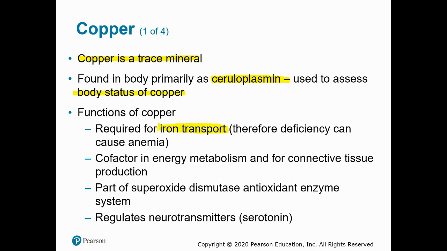Functions of copper, so iron transportation, and again, I roughly mentioned this before. If we have a deficiency of copper, we can actually have iron deficiency anemia because we're not properly getting iron to the places out of storage and where it needs to go for use. So that's really interesting, I think. And you'll start to notice this.